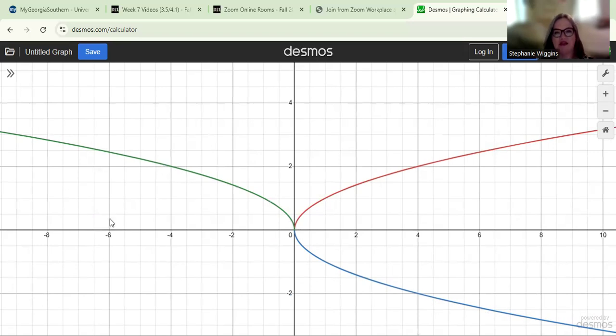Having that negative on the inside is affecting the x values. So what was positive x is now going to become negative x under the radical, and so you're going to flip across the y-axis. So just remember, on the outside, it's going to reflect across the x-axis. On the inside, it's going to reflect across the y-axis when you're multiplying by a negative.